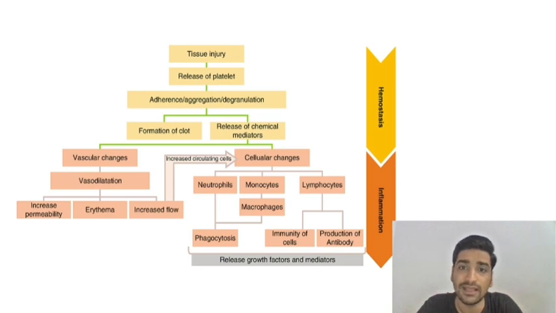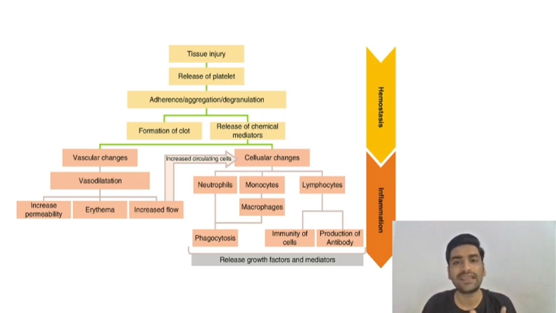As soon as platelets are released, they are going to adhere and aggregate, and there will be 2 main events. First, wherever there is a bleeding injury, there is going to be formation of a clot, right? Formation of a blood clot is the basic mechanism which the body first establishes whenever there is an injury. Along with the clot formation, there is also release of chemical mediators of inflammation, right?